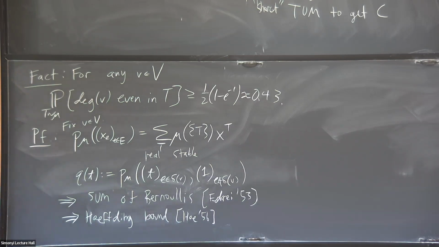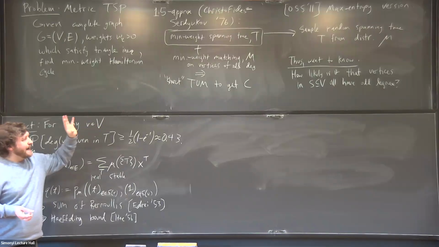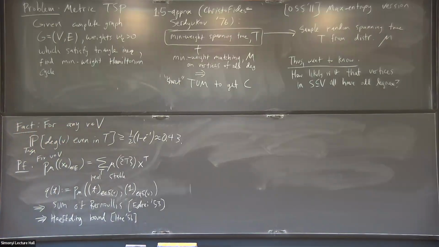Okay, but the point I want to make here is that if you just care about one vertex, there are results from the 50s that can prove these types of bounds that you want to analyze this max entropy algorithm. The problem comes as soon as you want to know about multiple vertices at one time.